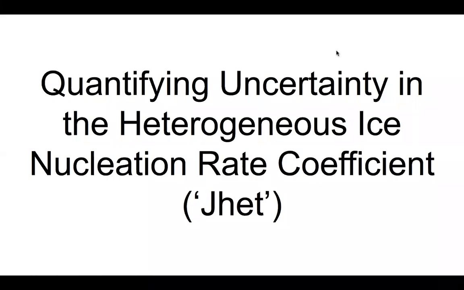Quantifying uncertainty in the heterogeneous ice nucleation rate coefficient, or J-hat. And J-hat is simply a variable that tells you how likely a freezing event is to occur when a water droplet is in contact with some surface.